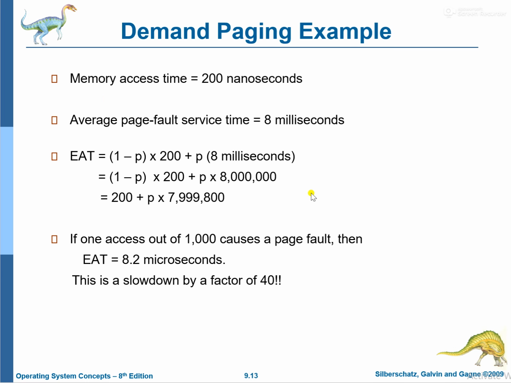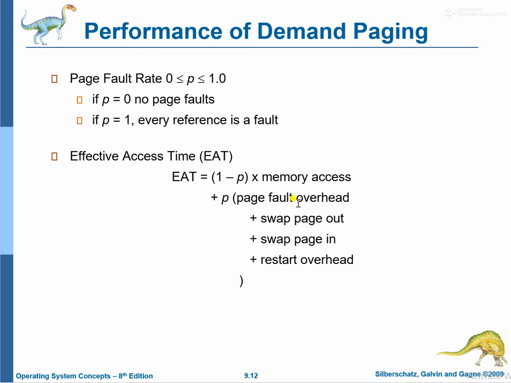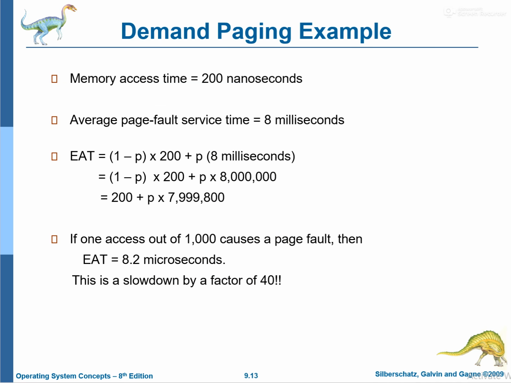Here in this slide there is just an example. If memory access takes 200 nanoseconds, and if a page fault occurs, the page fault service time, meaning all the time it takes to do all these steps: page fault overhead, swap page out, swap in, restart overhead, takes 8 milliseconds, so what will be the effective access time? It can be calculated using the same formula that we discussed in the previous slide, and it would be like this much.